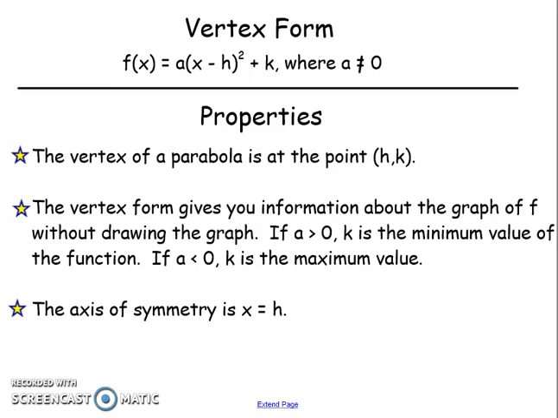The vertex form also is going to tell us about the min or max value. Just like with standard form, the a value tells us whether or not our parabola opens up or down. If a is positive, we have a smiley face, so it opens up, and we have a minimum. That means that we'll have a minimum at the k value, which is the y value of the vertex. If a is less than 0, so if a is negative, we have a frowny face, which means that our vertex will be a maximum, and we have a maximum value at the k value, which is the y value of the vertex. The axis of symmetry would be x equals h, because that is the x value of the vertex.